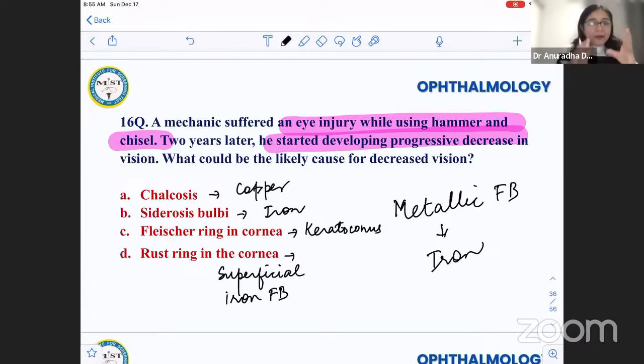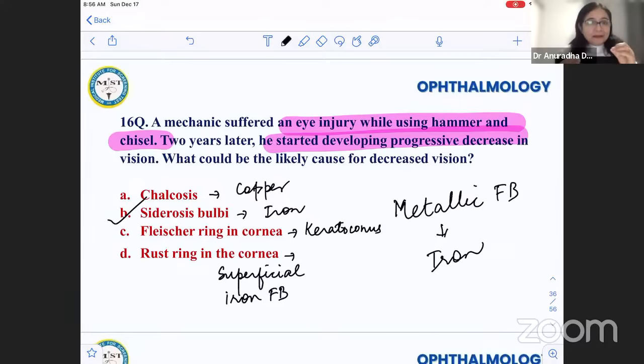Okay. Now, among the choices here, because there is decreased vision now, decreased vision will be there when the iron is getting deposited in the retinal cells also, in the retinal layer also, and causing retinal degeneration. So that happens in the cases of siderosis bulbi. So here they are asking you about siderosis bulbi. Okay beta, right? And other choices also we have discussed.